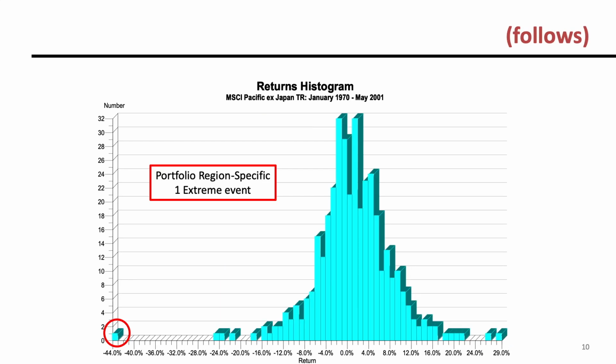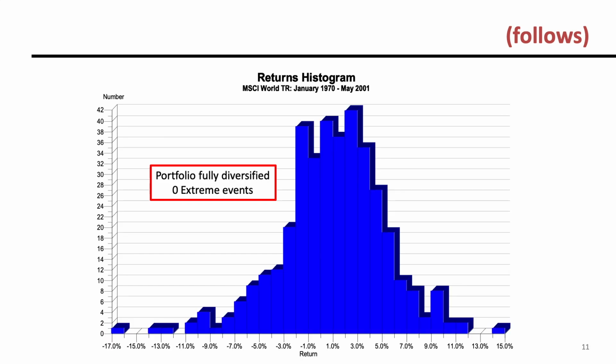Okay, there is still 1 tail monster, minus 44%. Since this survives the diversification, it means that it's not a country-specific event, it's a regional event at least. And so the only way to get rid of that would be to diversify even more. So if I take the Morgan Stanley World, now I have no more tail monsters. I can still have very good months, plus 15%, very bad months, minus 70%, but not minus 44 or plus 73. Okay?